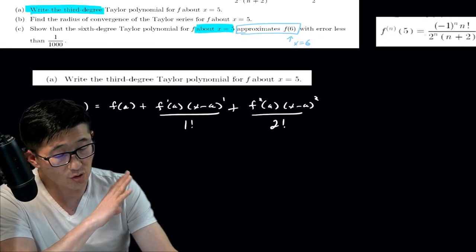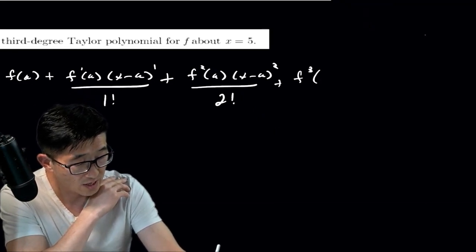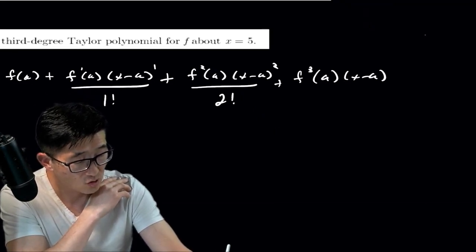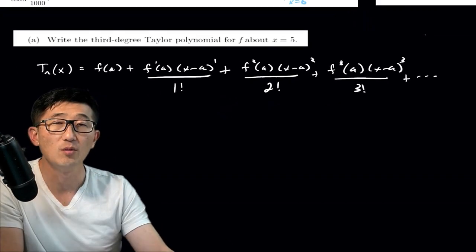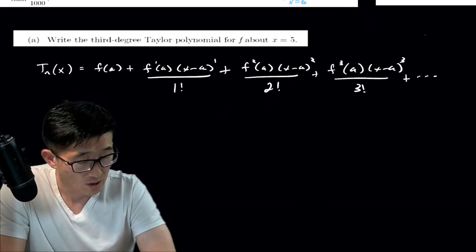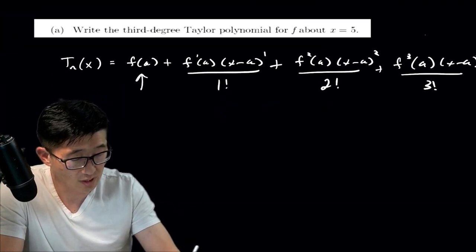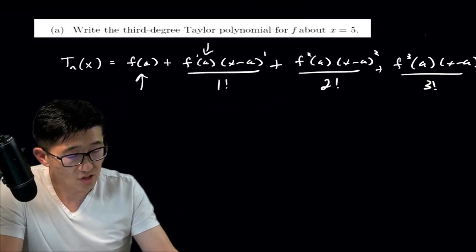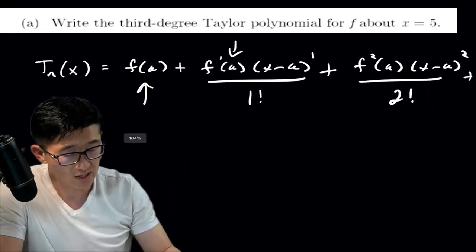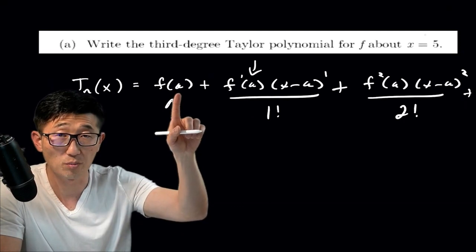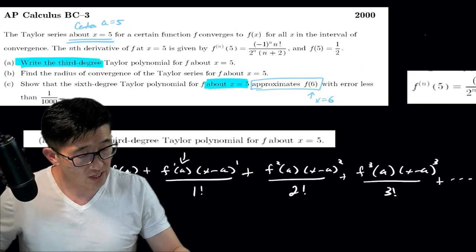And since they want us to do third degree, we just need one more: plus f3 at a, times x minus a to the third over 3 factorial. Okay, and yes, it just continues on, but we only want it up to 3. So all we have to do now is basically plug in these guys. The center is at 5, so we're going to convert all the a's to 5. Then when we take the derivative, we're going to plug in 5 and figure out what the value is at that point. Now, you'll notice that they gave you an equation.